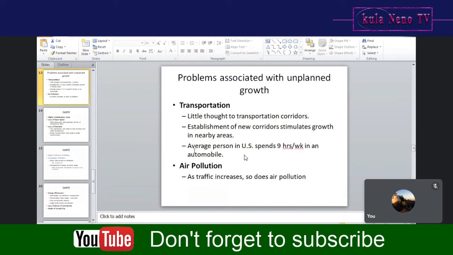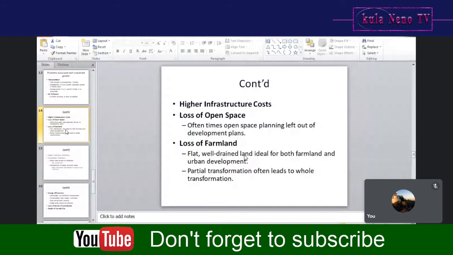Then there is, of course, the issue of air pollution. Remember, they said, oh, we're moving out of the city center because of pollution. Once you go into those suburban areas and traffic increases, because almost everybody has a car, what happens? The air pollution increases. That is not rocket science. It just goes automatically. Then now, if you have to put up infrastructure, it is going to be expensive. Because remember, all this was not planned for.